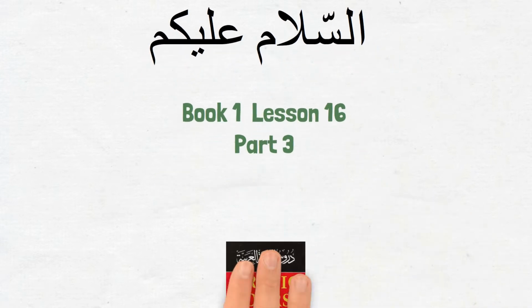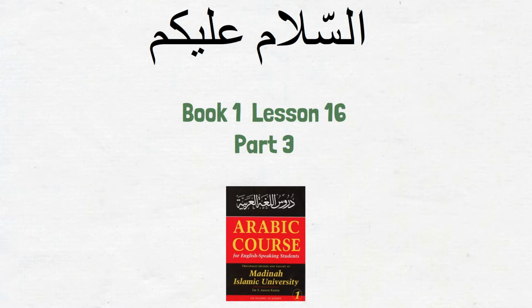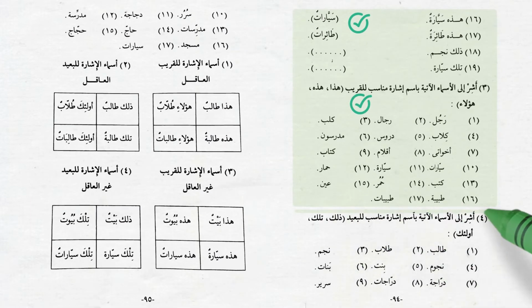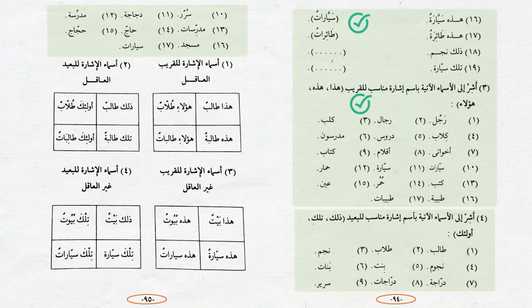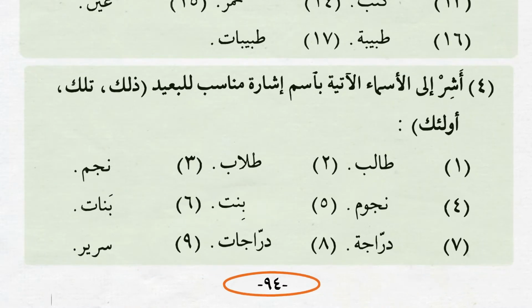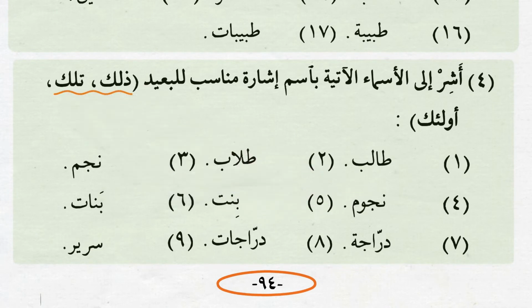We have one more exercise and the main dialogue left to cover in this lesson. Let's start with exercise 4 on pages 94 and 95. This exercise is very similar to the previous one that we went over last time. This time we need to use the appropriate أسماء الإشارة للبعيد, ذلك, تلك, and أولئك to fill in the blanks.